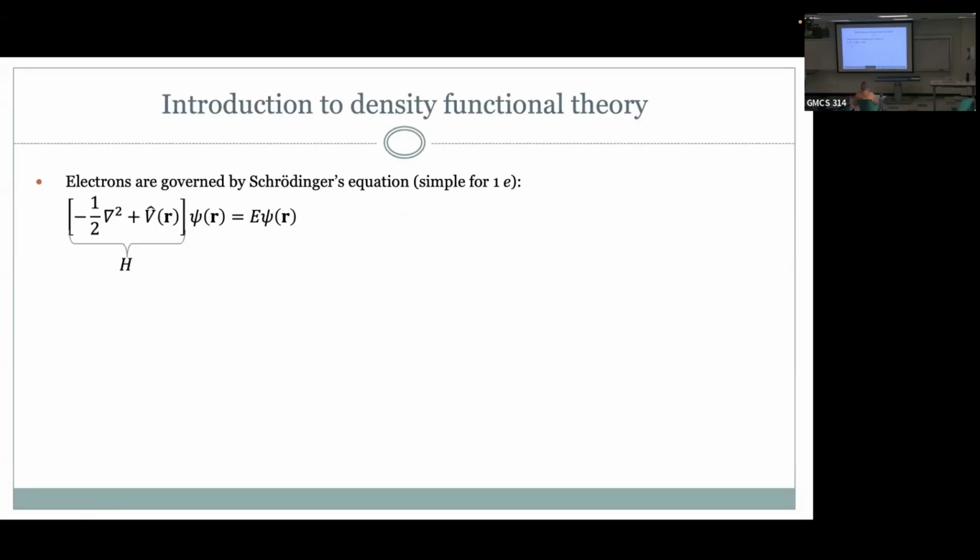The framework I use in my work is called the density functional theory, and I'll talk about what that means. So we start with the Schrodinger's equation, which is what governs the electrons in a system. It's a simple differential equation for a single electron. You have the kinetic energy term, the potential energy term, you have a wave function, and it's an eigenvalue problem.